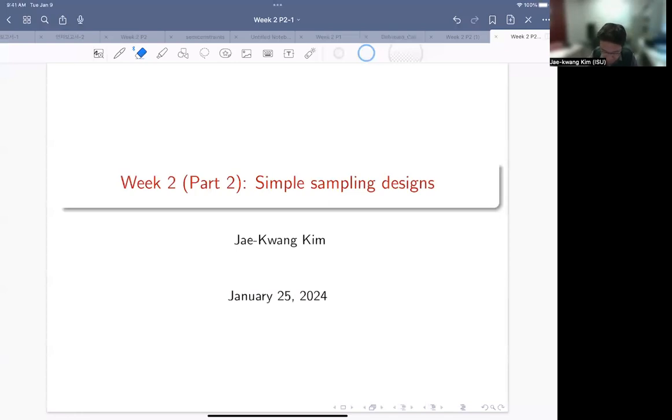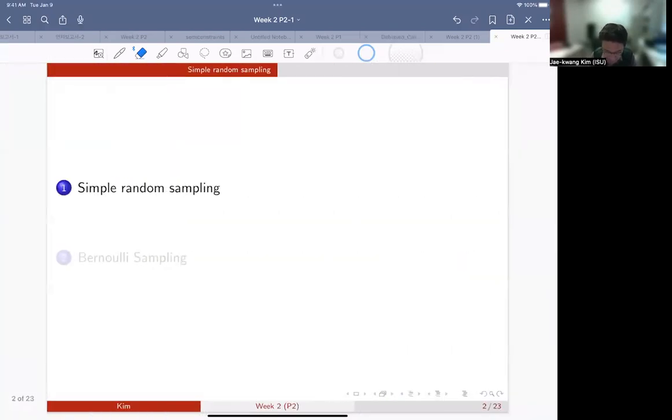So okay, today I'm going to talk about simple sample designs. I will cover mostly simple random sampling and then move on to systematic sampling.